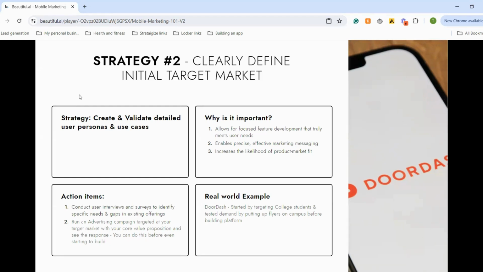But also, college students need extra cash. They need side hustles that can give them a little bit of extra money. So they were also targeting their target demographic for the driver side. So they were able to fulfill both sides of the market with one specific campaign.